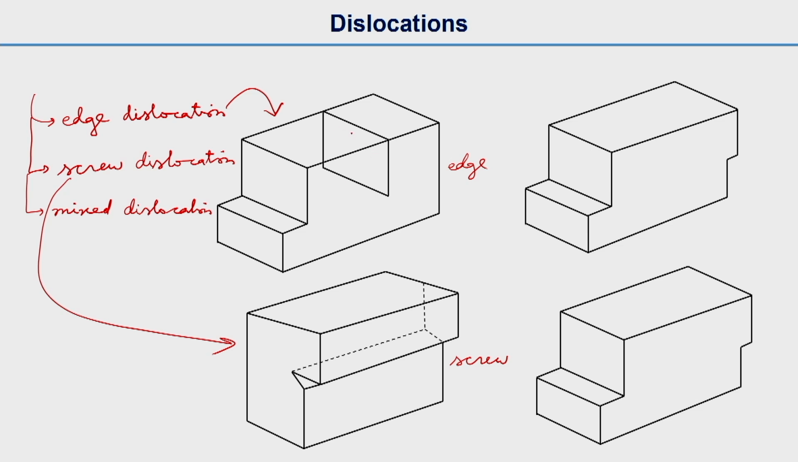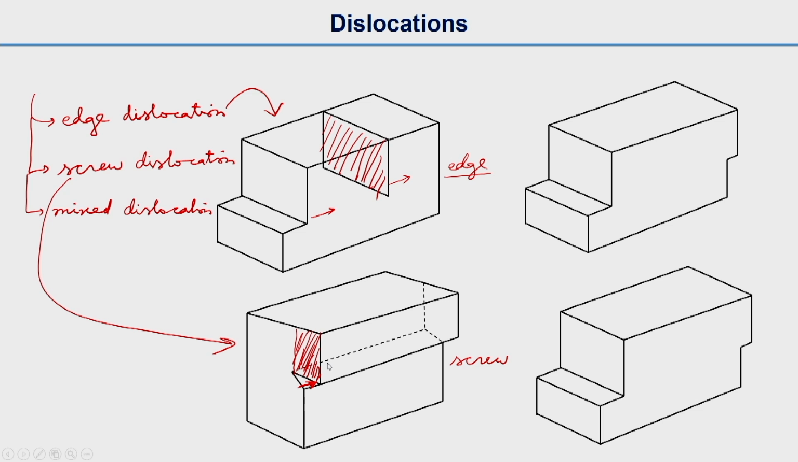What is happening here is the slip happens in this direction, and the extra half plane, that means an extra plane of atoms, will move in this direction. For the screw dislocation, you can see that this part has just moved from left to right. So this part of the material is shifted, so shear is happening in this direction.